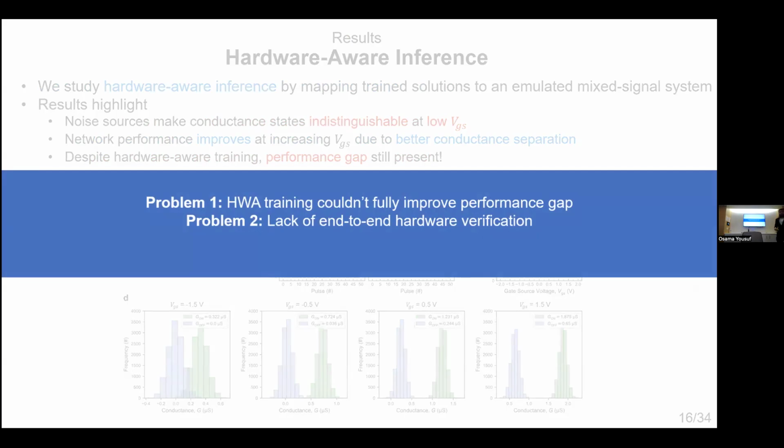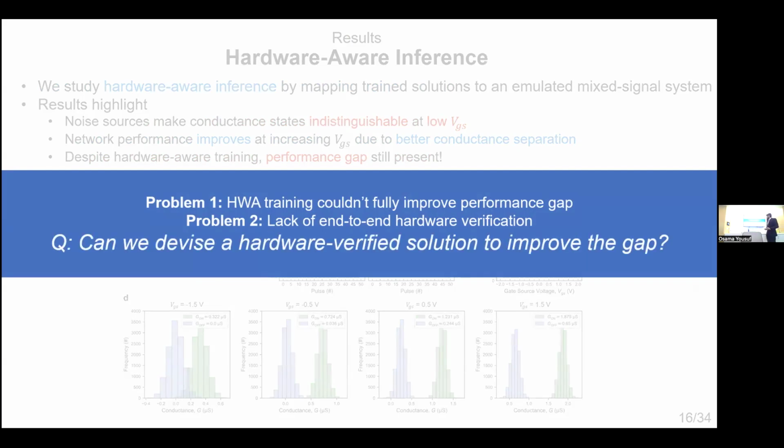In all of the simulation methodologies I talked about, we took information from actual hardware devices. We took actual hardware-aware constraints in the training and inference stage, but the actual neural network was still being simulated in software. And so there was a lack of end-to-end hardware verification. And so we addressed both of these problems together and tried to build a hardware-verified solution to fully improve this performance gap.